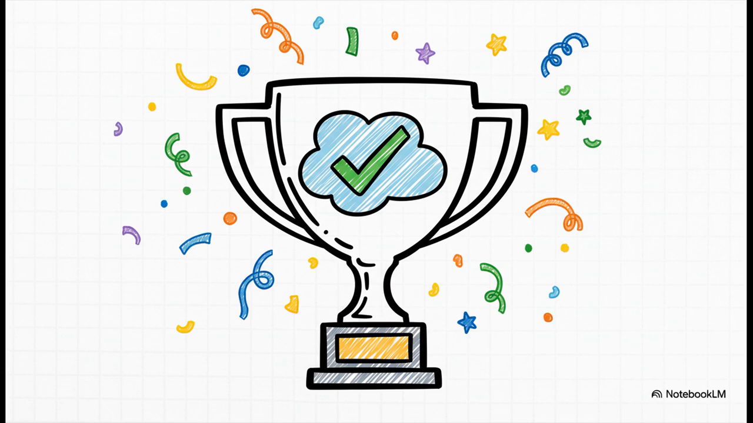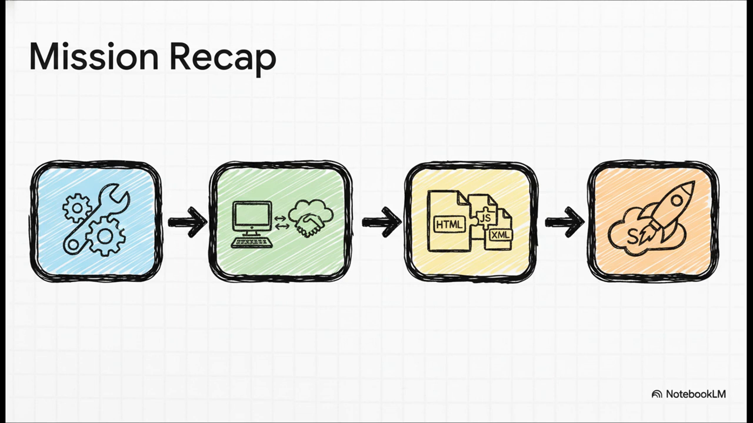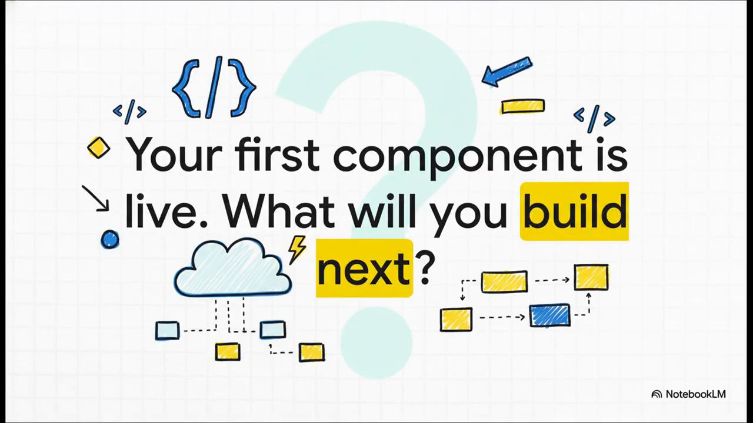That's a huge win. So let's do a quick recap of the mission. We geared up with our essential tools, the CLI and VS Code. We created our project and authorized our org, setting up our home base. We then assembled our component from those 3 core files. And finally, we hit the deploy button and launched it into Salesforce. So you did it. You took that first, most important step, and you proved that you can build and deploy a real component. The foundation is there. The only question left is, what mission will you take on next?